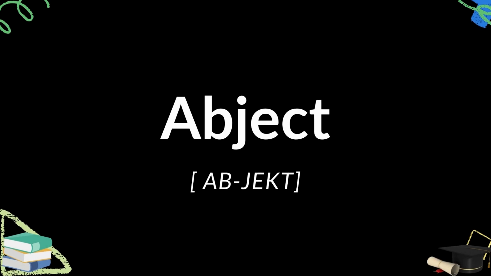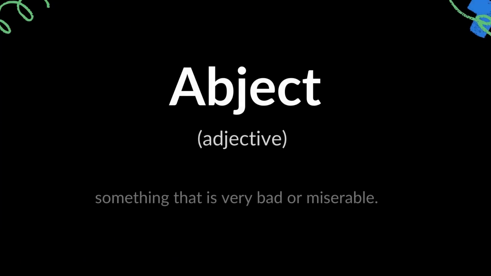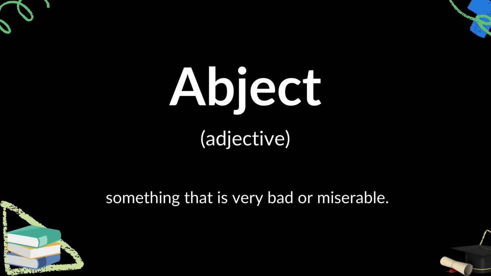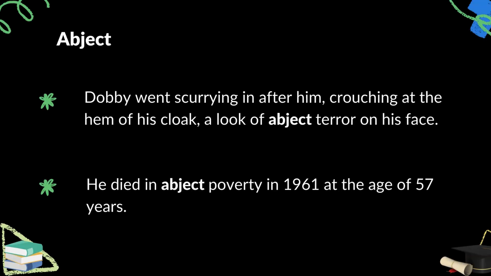Abject. The definition of abject is something that is very bad or miserable. You might have heard the phrase abject poverty, which is the absolute worst, most hopeless level of poverty you've ever seen. Some examples of abject are: 1.